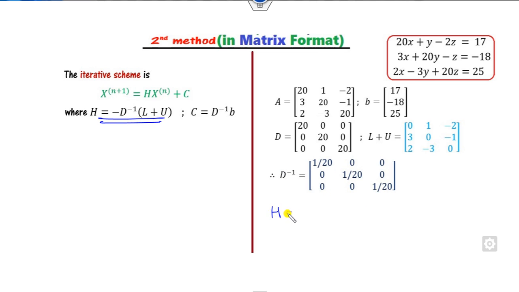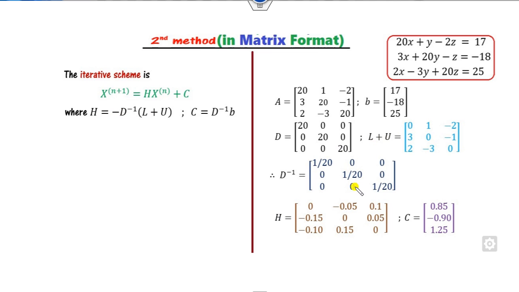So I can find the value of H. I can simply multiply this by here. The first value will be 0, with the negative sign because of this negative. Second with this, it's 1 by 20. Third, minus 2 into 10, it's minus 1 by 10. Similarly for the second row, I can start with this and so on. You will get this matrix. Second row with this second value. Third row with the third value and so on.